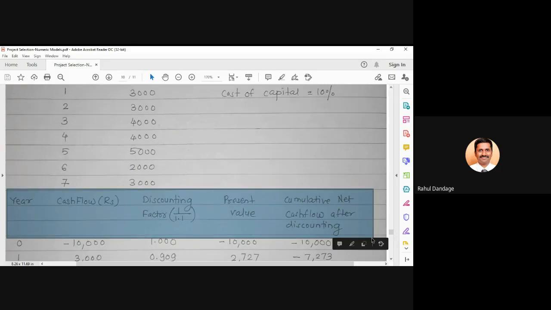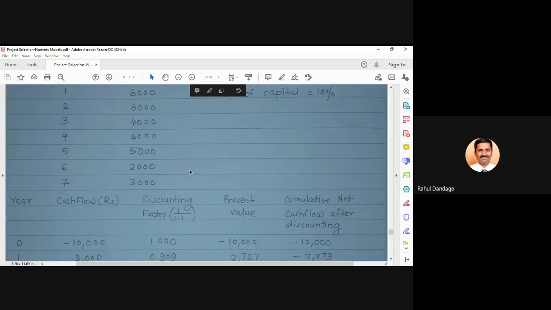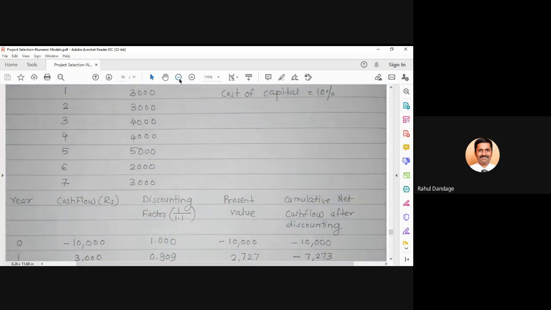So in that formula we will be putting the value in decimal. So it is 1 plus 0.1. So 1 plus 0.1 is 1.1. So the discounting factor is 1 divided by 1.1. So you can prepare the table and just mention this.